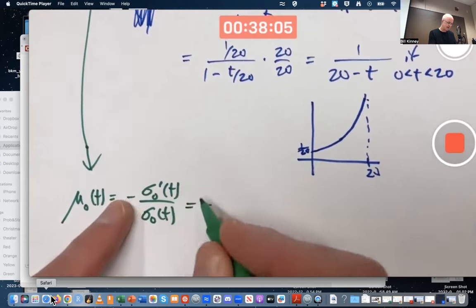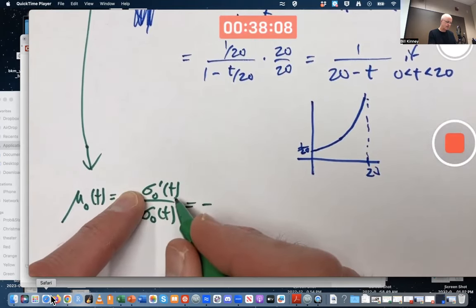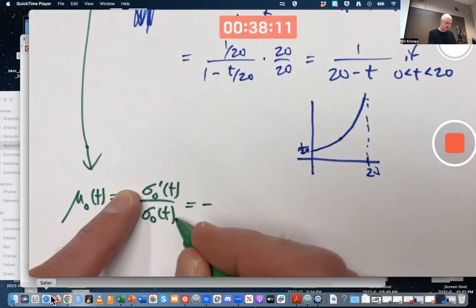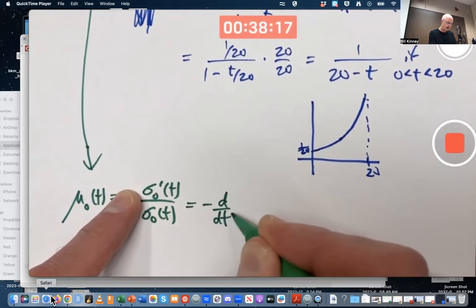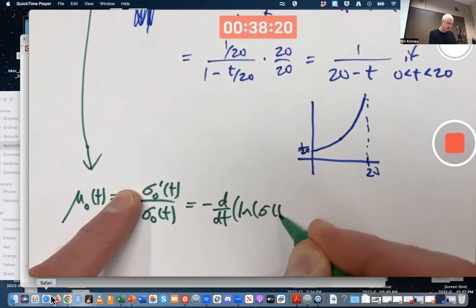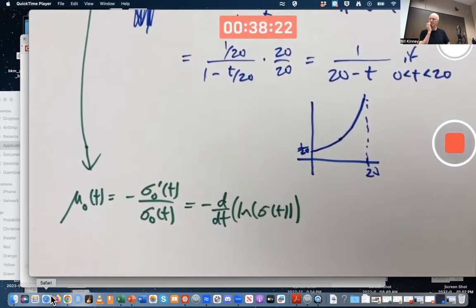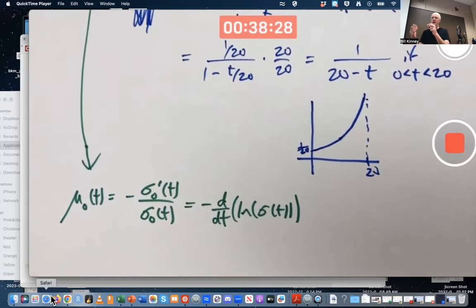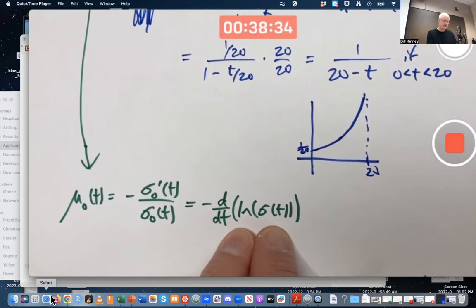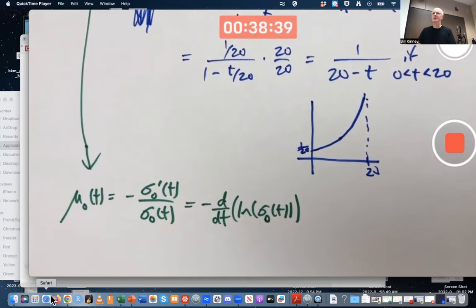And the trick is to realize that when you've got a function that's the ratio of a derivative to the original function, that's the same as the derivative of the natural log of the original function. Why? Well, just imagine doing that derivative. The derivative of natural log of x is 1 over x. So if I differentiated this, I get 1 over sigma of t, and then the chain rule would say also multiply times the derivative of the inside function, sigma prime of t. 1 over sigma of t times sigma prime of t is the same as that.